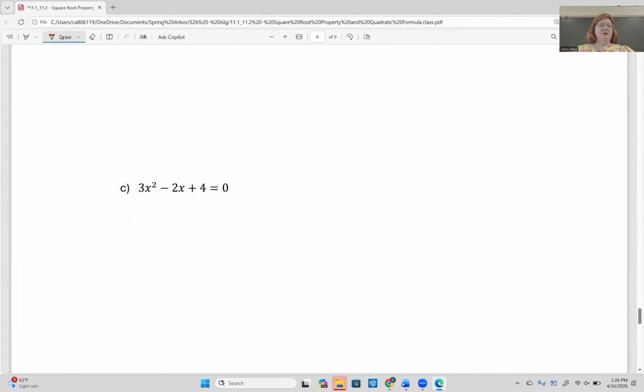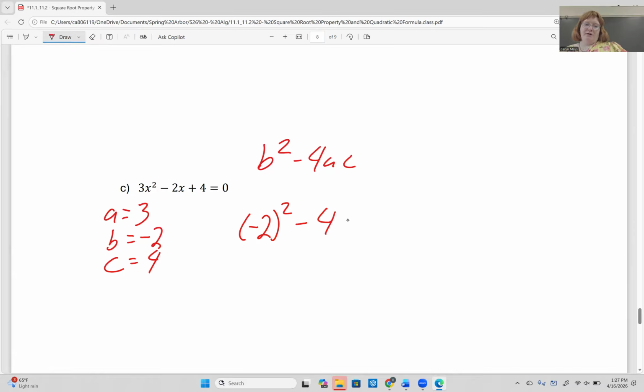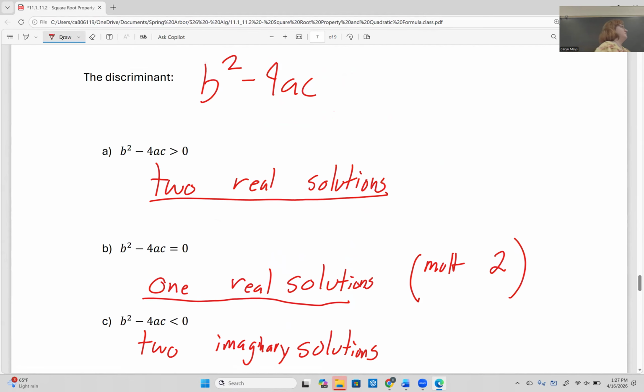I'm going to skip down to C. What is the discriminant formula? So in this case, what is A? What is B? -2. And C? 4. So we get B squared, -2 squared, minus 4 times 3 times 4. -2 squared is +4. Minus 4 times 3 times 4, 48. 4 minus 48, -44. If the discriminant is less than 0, we get 2 imaginary solutions.